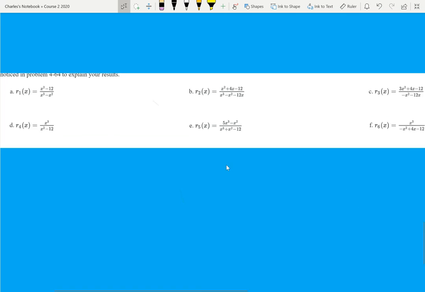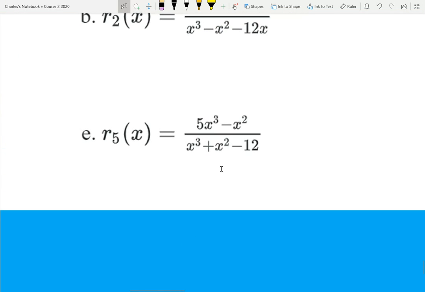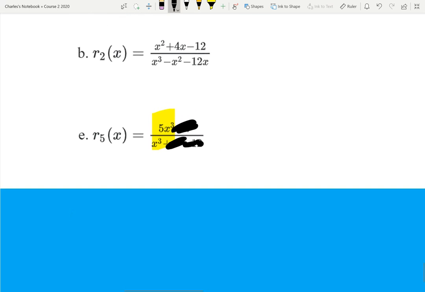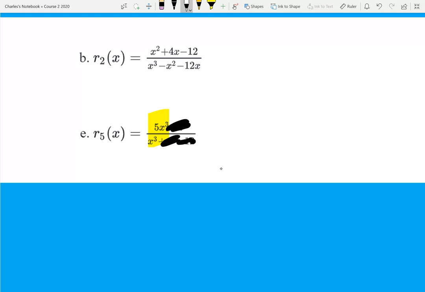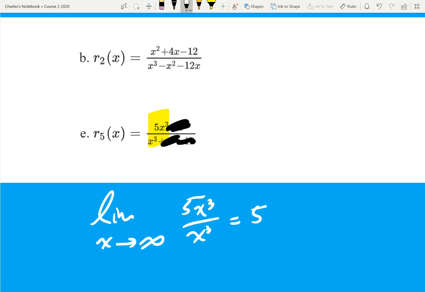If I have a situation like this, where the degree in both the numerator and the denominator is x cubed, what I can think of doing when I'm thinking about the end behavior, this one's going to have an end behavior. It's going to have a horizontal asymptote of y equals 5. And if you think of why that is, the limit as x goes to infinity of 5x cubed over x cubed equals 5.